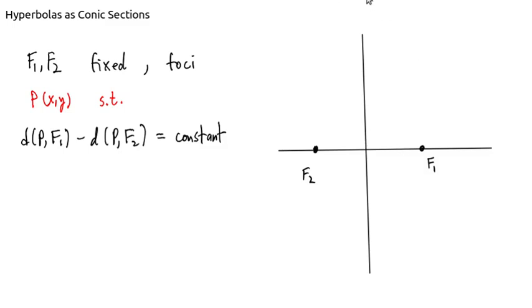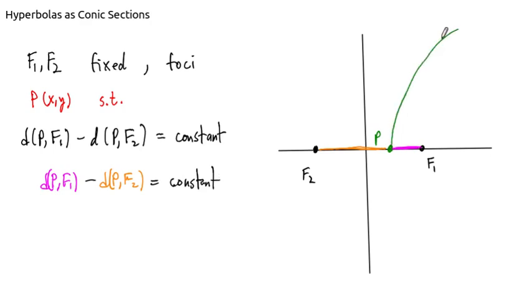And then the idea is if we make an agreement that this point right here should be on our hyperbola, then this distance from P to F1 minus this distance from P to F2, this difference should be a constant. And as we try to trace out all the points that obey this property, we see that this shape that's traced out forms what's called a hyperbola in the plane.